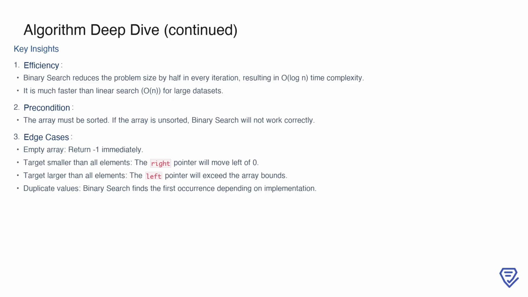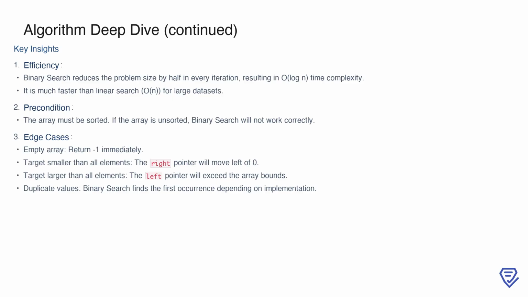This makes it far superior to linear search, especially for large datasets. However, an important precondition for binary search to work is that the input array must be sorted. If the array is unsorted, the algorithm will produce incorrect results.